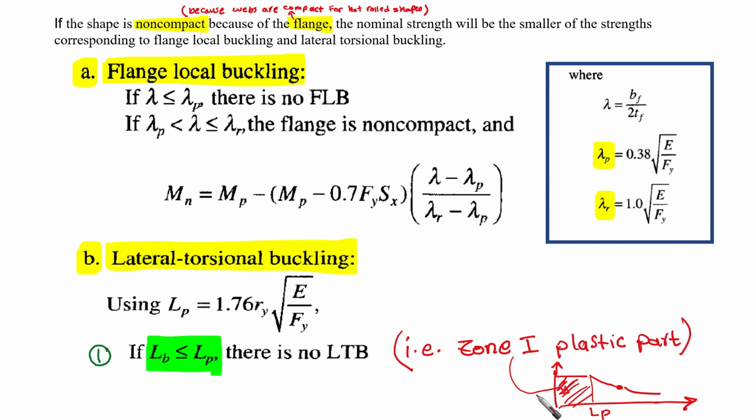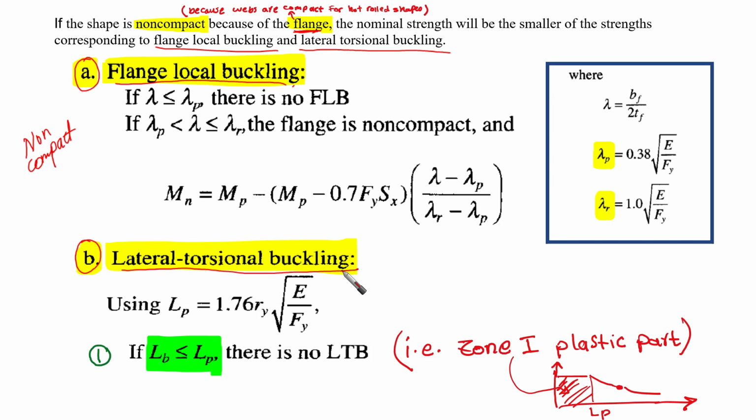If the shape is non-compact because of the flange, the nominal strength will be the smaller of the strengths corresponding to flange local buckling and lateral torsional buckling, as we said. Now we're talking about the flexural strength. We're talking about the flange only here, because webs are compact for hot rolled sections. So we have two cases for non-compact: flange local buckling or lateral torsional buckling.